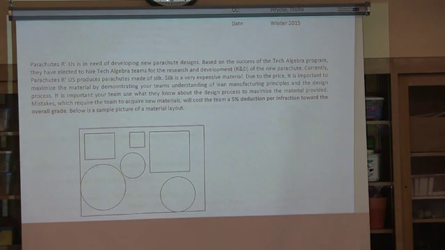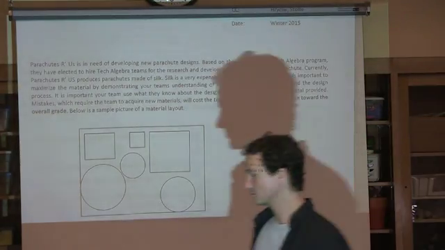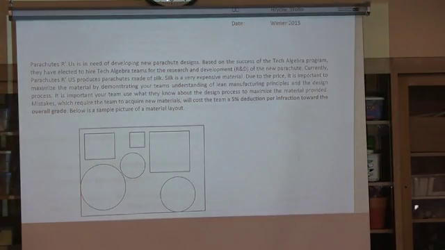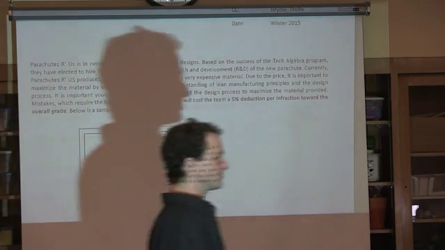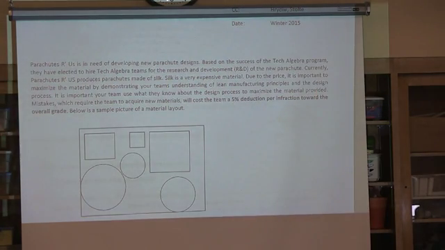Wait, does each group only get one sheet of paper? Each group gets... parachutes are made out of silk. Really? Yeah. Here, I'll give you the measurements. You just want to grab paper and start cutting? Yes. Okay, whoa.